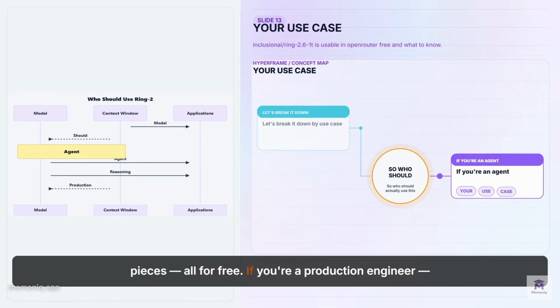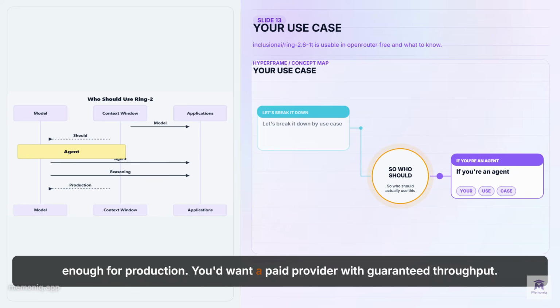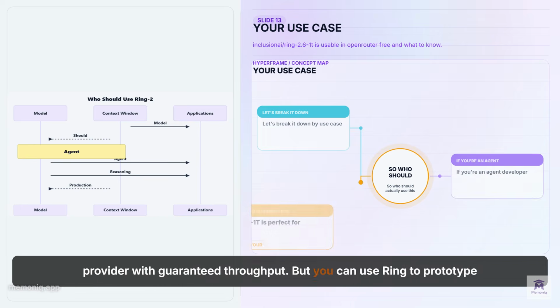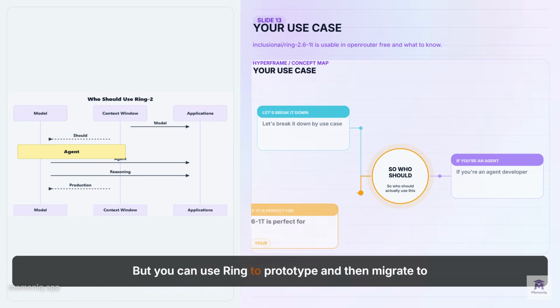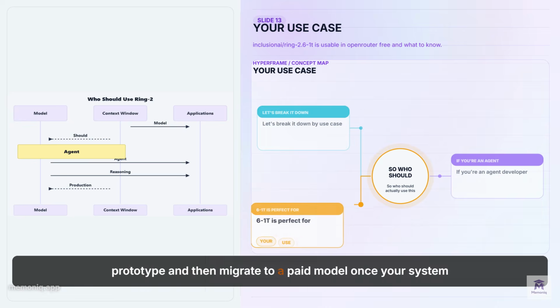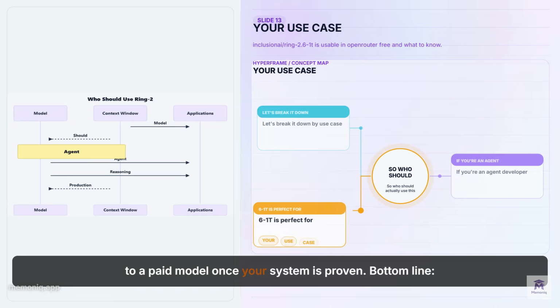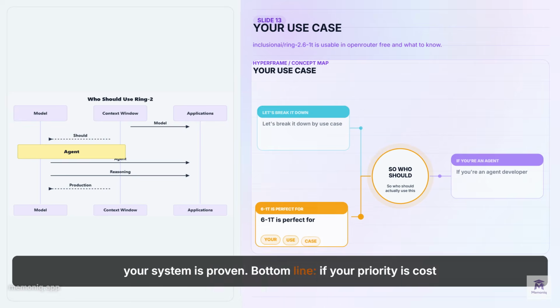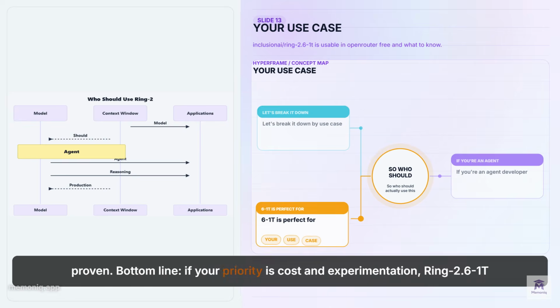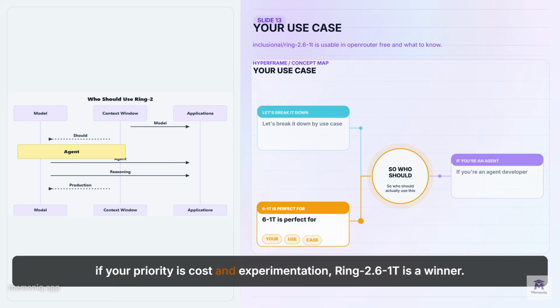If you're a production engineer, be careful. The free endpoint is not reliable enough for production. You'd want a paid provider with guaranteed throughput. But you can use Ring to prototype and then migrate to a paid model once your system is proven. Bottom line, if your priority is cost and experimentation, Ring 2.6-1T is a winner. If your priority is reliability and latency, look elsewhere.